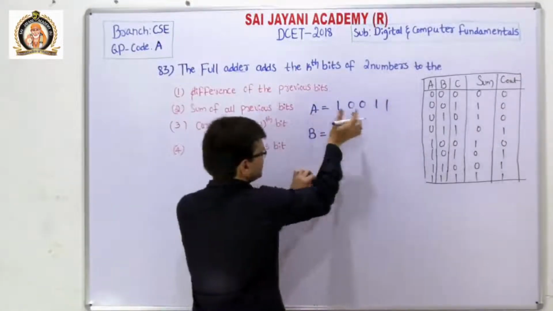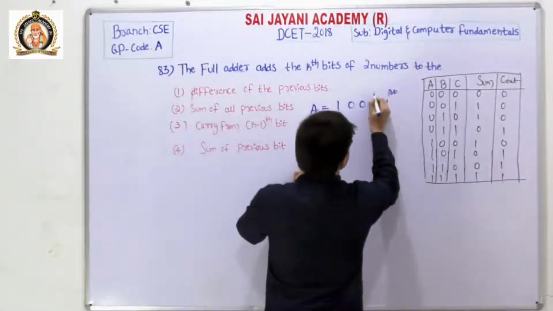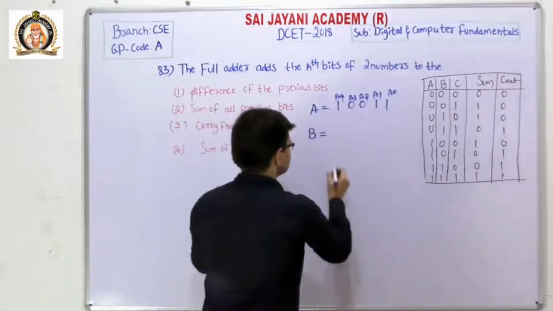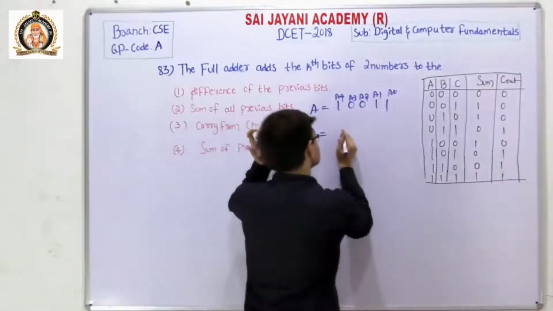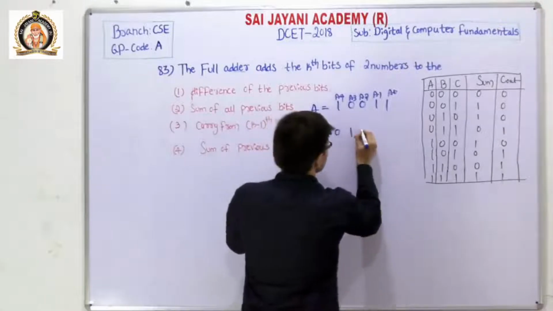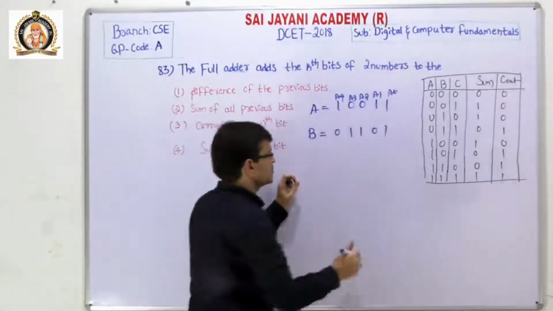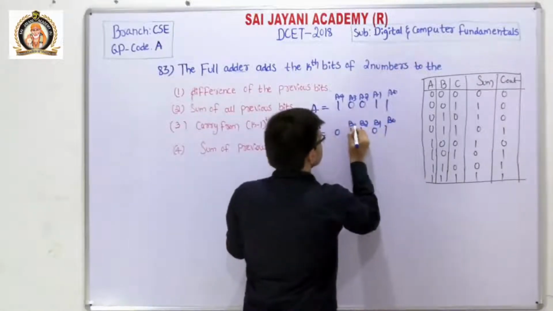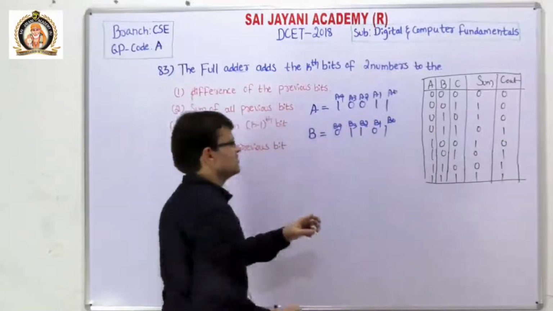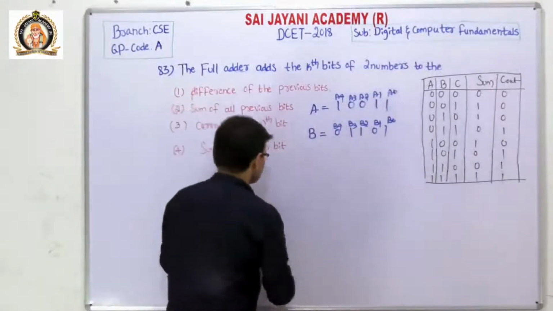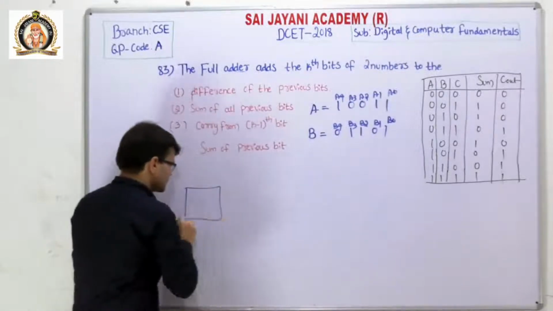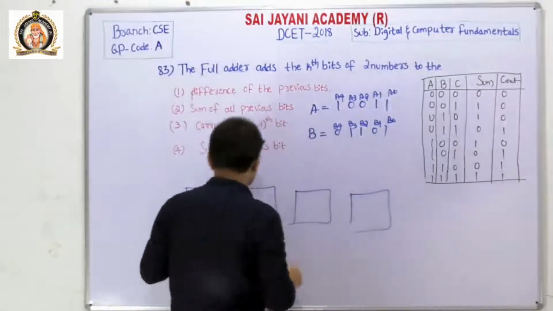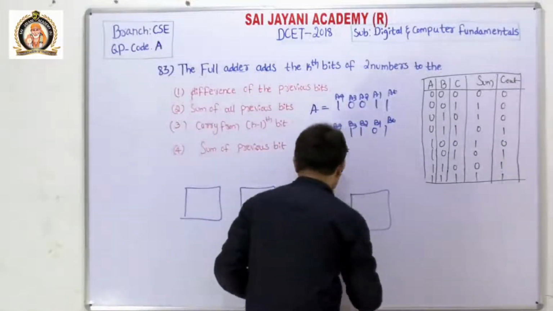Okay, this is the 5 bit one input, that is A0, A1, A2, A3 and A4. Similarly for B input, we have 5 bits, that is 0, 1, 1, 0, 0. Take any example. This is B0, B1, B2, B3, B4. Totally we have 5 bits. For 5 bits we have 5 full adders.